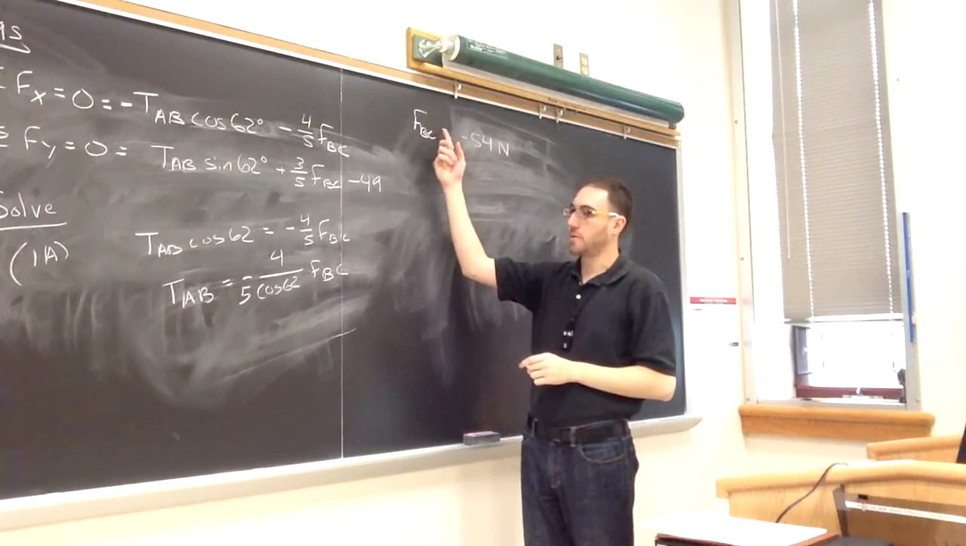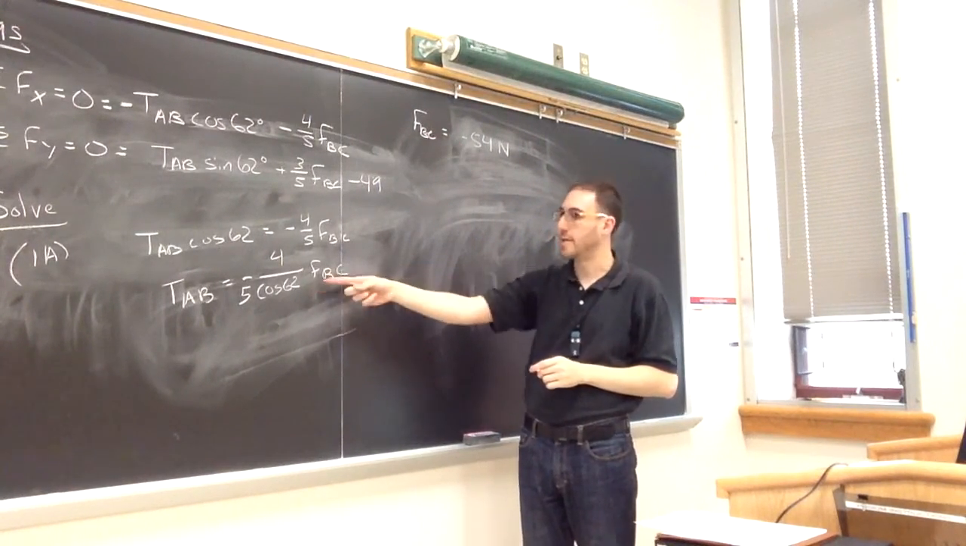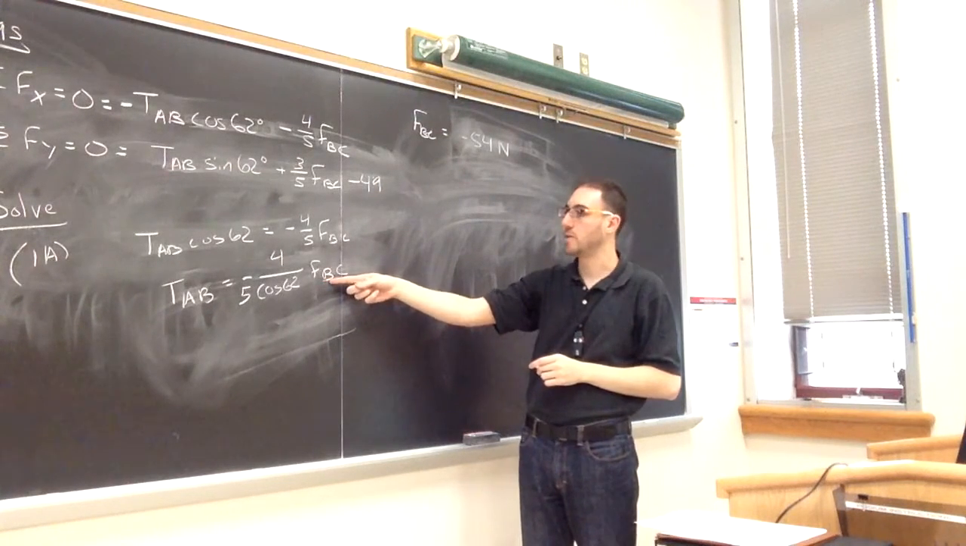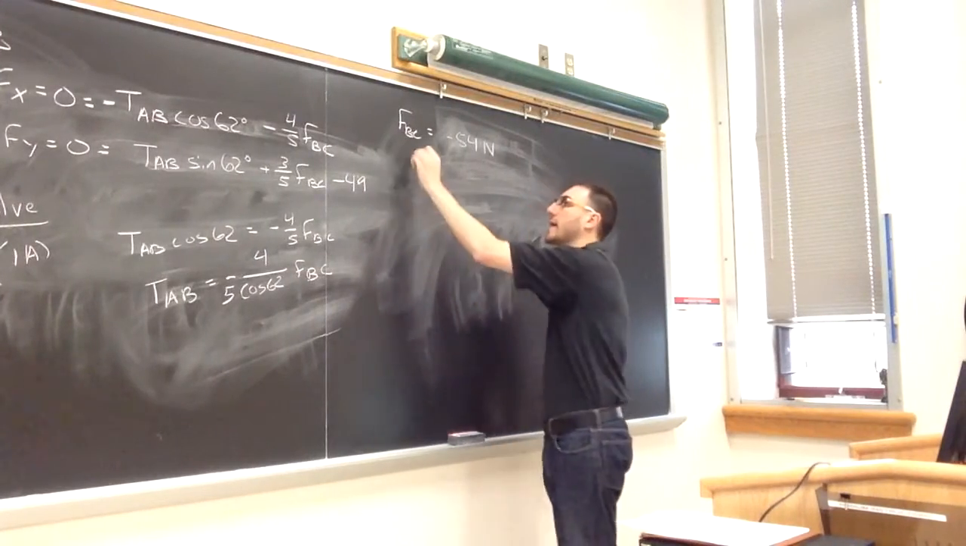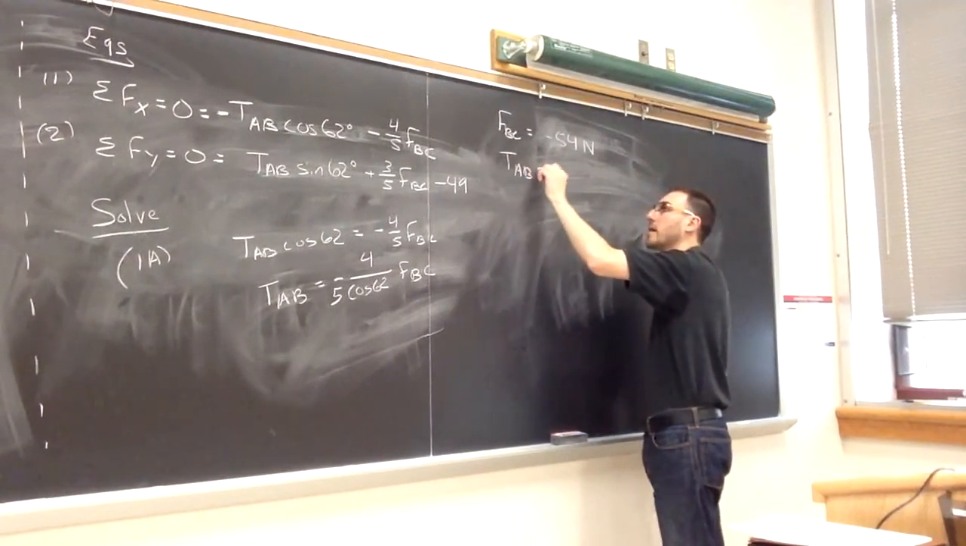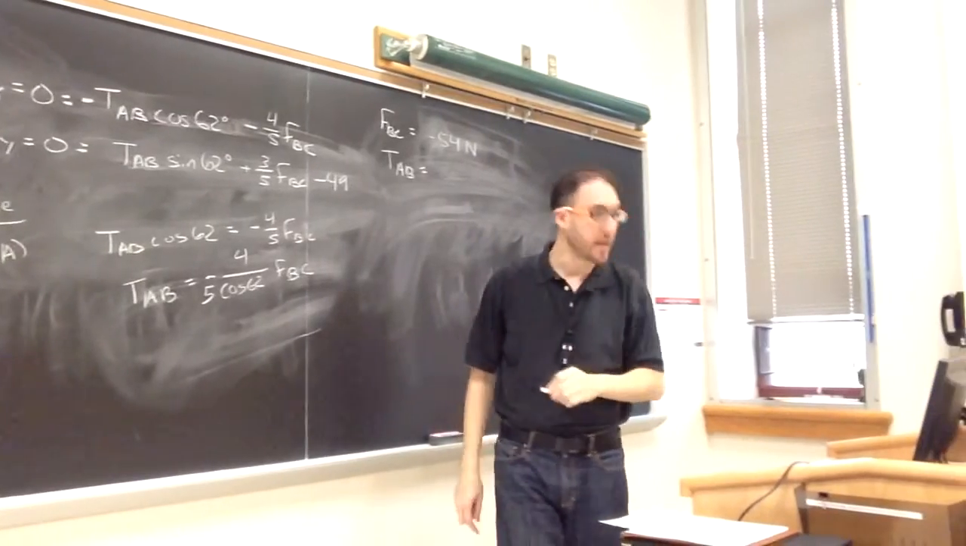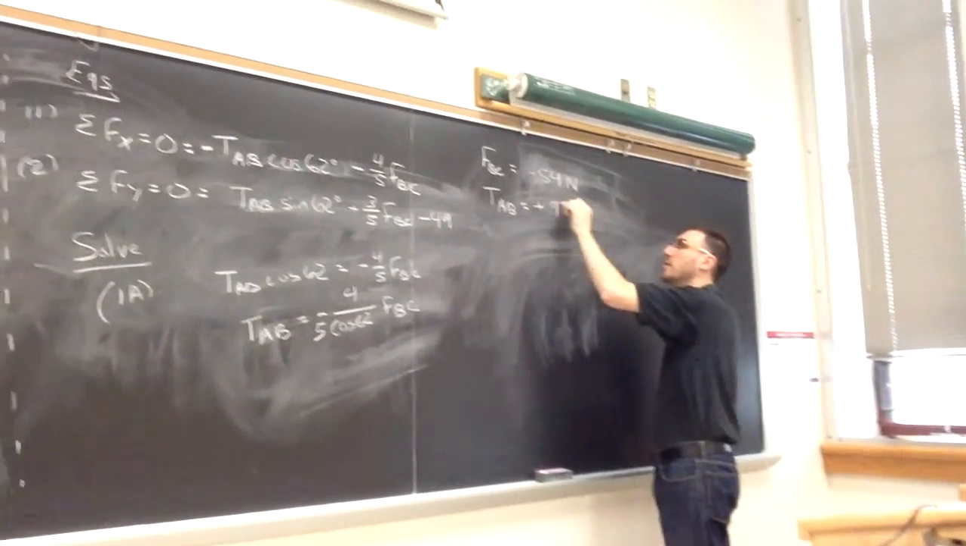I can take that result and go back down here to the substitution. Now that I know this as a number, I can multiply it by negative 4/5 over cosine 62, and I get that the tension in rope AB is going to be positive 92 newtons.